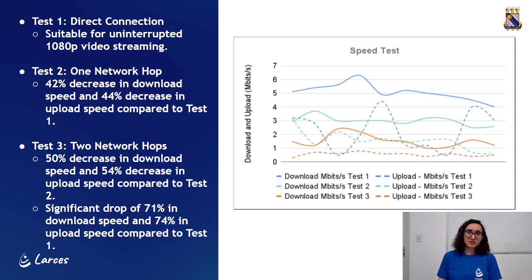And in the last and third test, the client had access to the IoT mesh with 2 network hops. It achieved a download speed of 1.5 megabits and an upload speed of 0.6 megabits per second. This shows a 50% decrease in download and 54% in upload compared to the second test, and a decrease of 71% in download and 74% in upload speed compared to the first test. As we can see, this third test is in the orange lines in the graph.